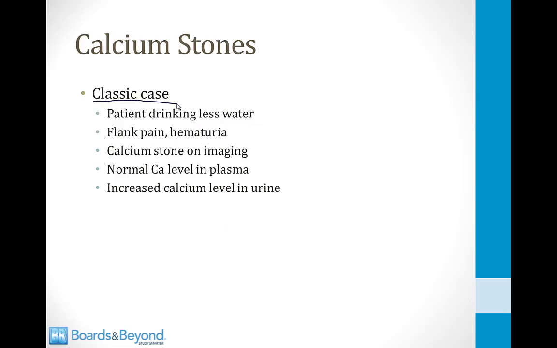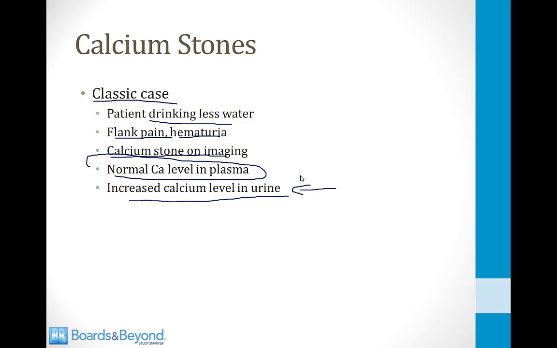So, the classic case of a patient who has a calcium kidney stone is a patient who's drinking less water for any reason, or maybe they're outside on a very hot day and they're dehydrated. They develop flank pain and hematuria. On imaging, you can see a calcium stone, and they will have normal calcium levels in their blood, but they will have increased calcium levels in their urine because remember, the most common etiology is idiopathic hypercalciuria, which means high levels in the urine but not in the blood.